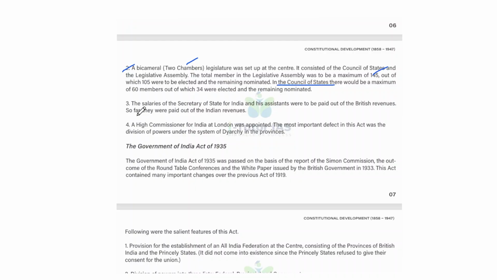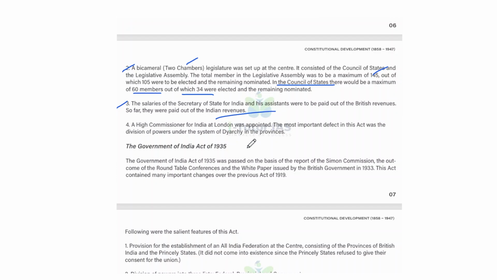And the Indian council, in the council of the state, there would be a maximum of 60 members, out of which 34 were elected and the remaining nominated. Okay. And next is the salaries of the Secretary of State for India. His assistants were to be paid out of British revenue. So far they were paid out of the Indian revenue. And a High Commissioner for India at London was appointed.